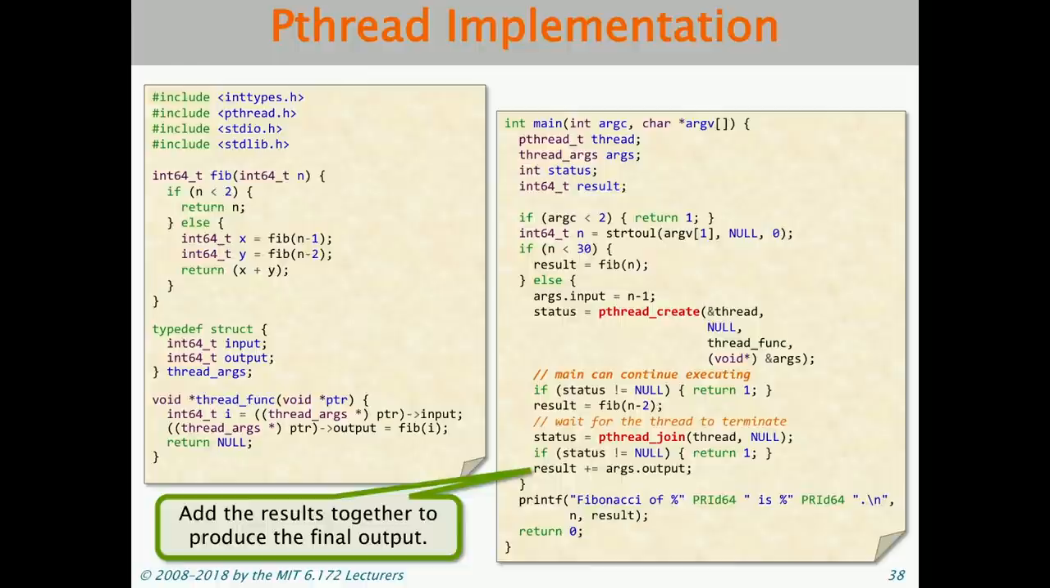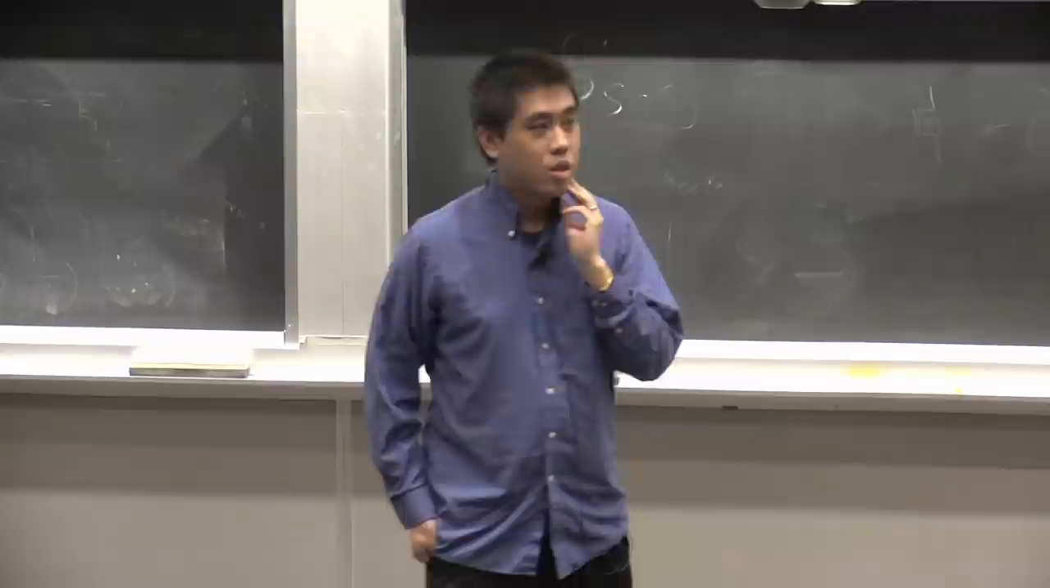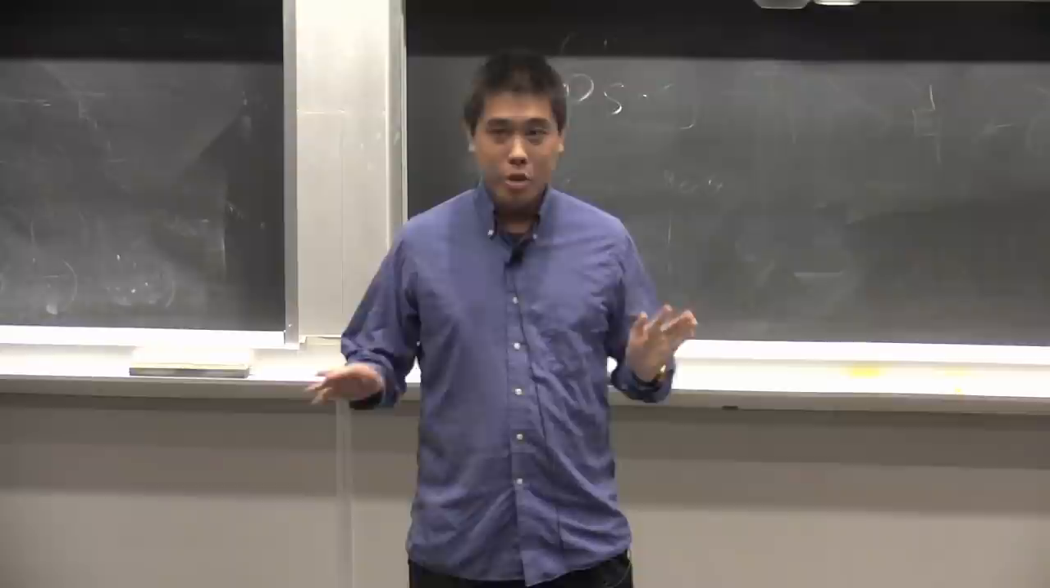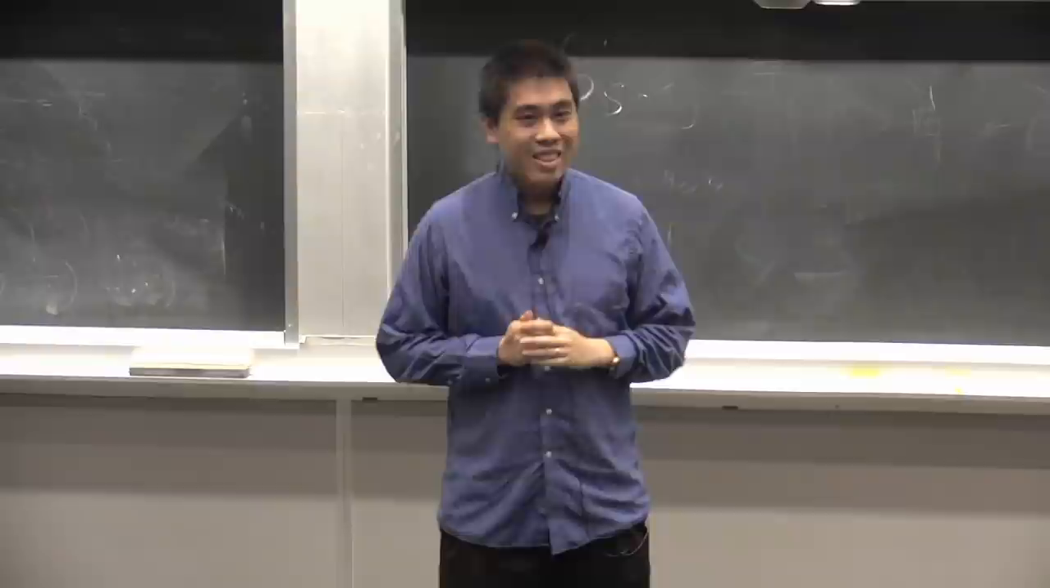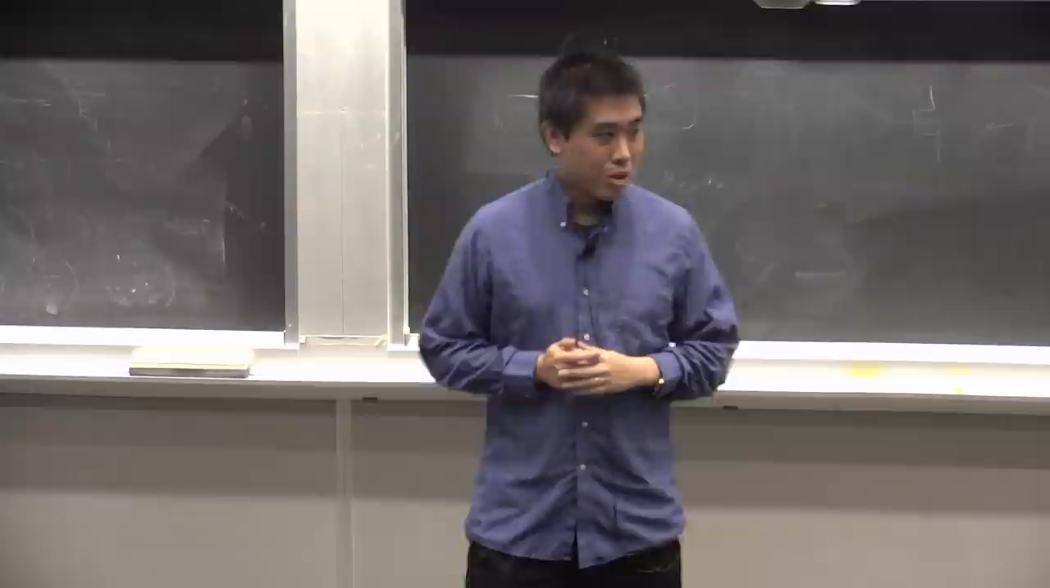So why do I say shades of 1958 here? Does anyone know what happened in 1958? Who was around in 1958? Just Charles. So there is a first something in 1958. What was it? So it turns out in 1958, we had the first compiler. And this was the Fortran compiler.